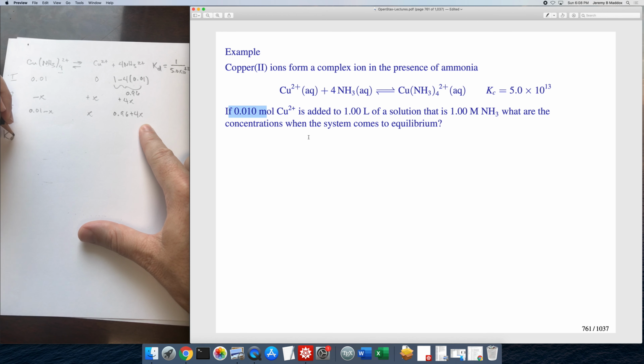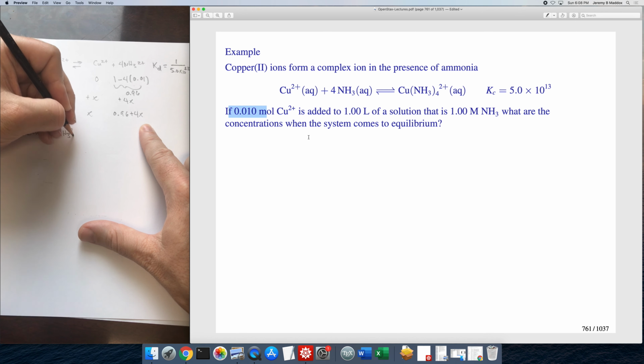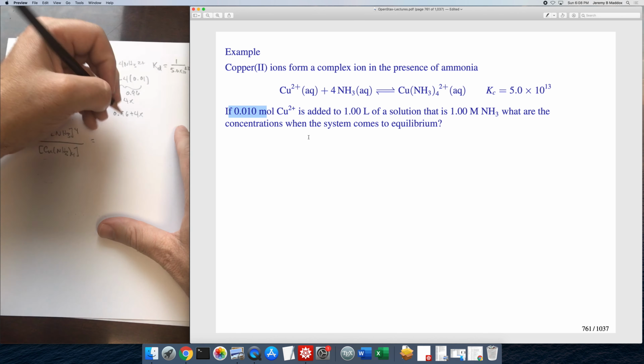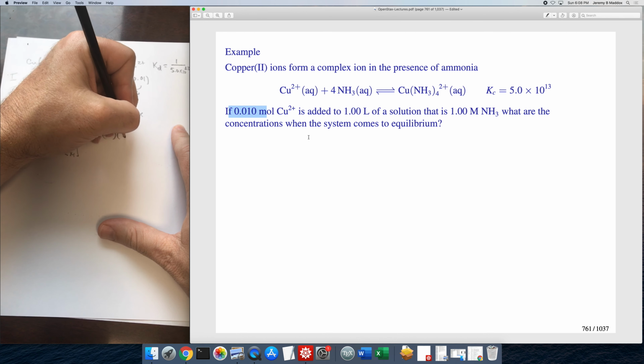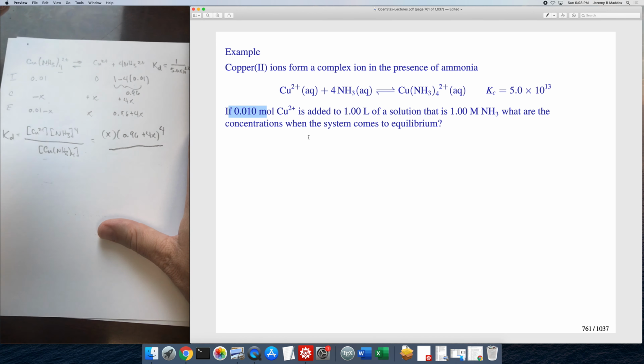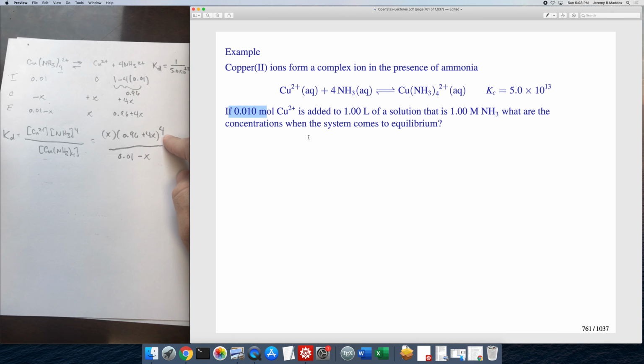You would then take the Kd value, set up the equilibrium constant expression, and divide by the complex ion concentration. You take x times 0.96 plus 4x, taken to the 4th power, divided by 0.01 minus x. So we're looking at a degree 5 polynomial here that you would need to solve to find x. The quadratic formula is bad enough. I couldn't imagine having to do a degree 5 polynomial. Actually, you can't. You'd use a computer and it'd actually be pretty fast.